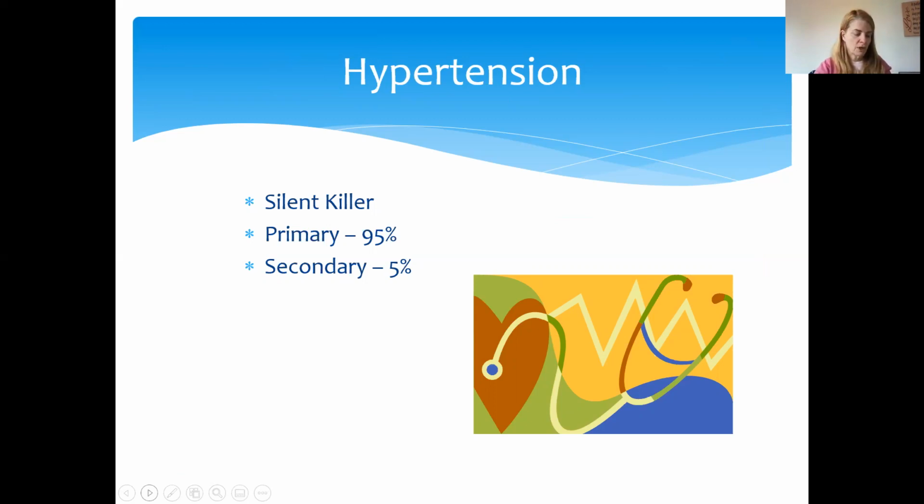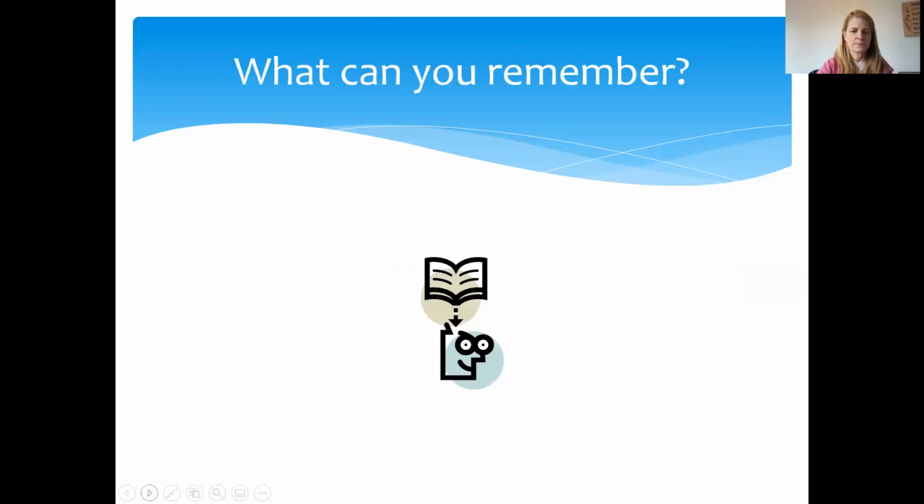Hypertension is the primary condition in 95% of the cases, and it's a secondary condition in 5% of cases. So it's secondary to other underlying medical conditions. It's a side effect sometimes of oral contraceptives, kidney disease, diabetes, or even some medications like decongestant medications can cause the blood pressure to rise.